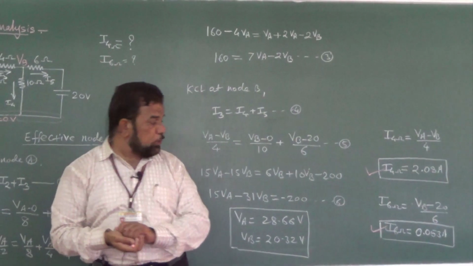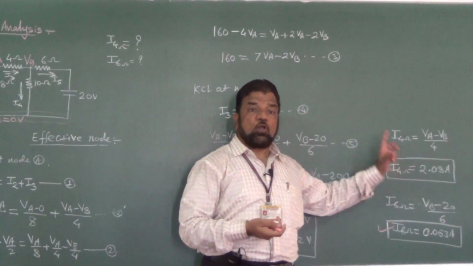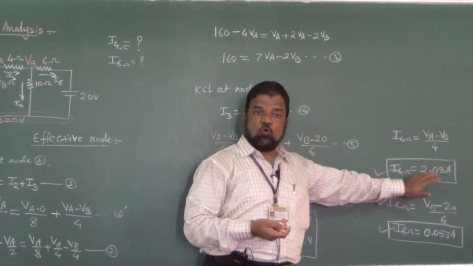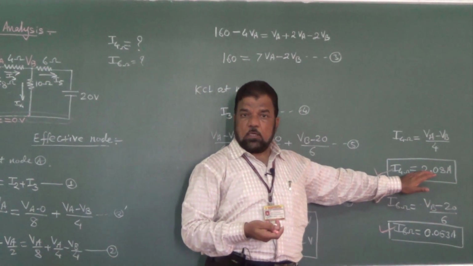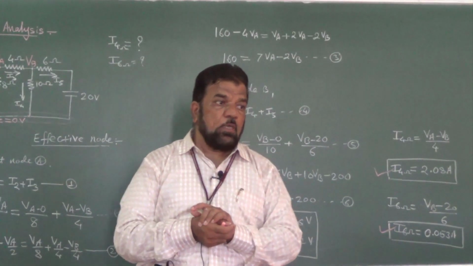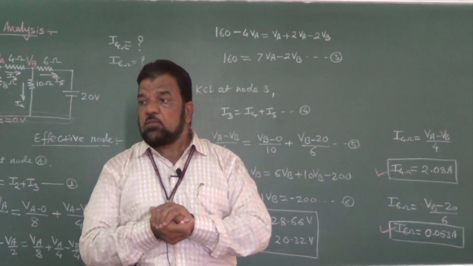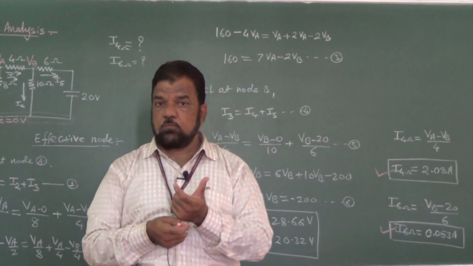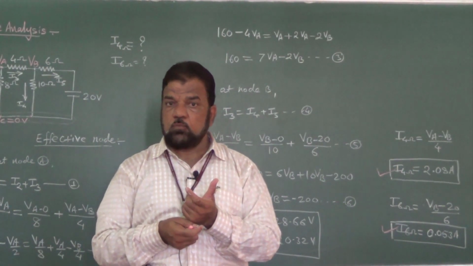If in the calculation you get any current negative, for example, suppose you got I4 negative, whatever the magnitude is, there is no change, the magnitude remains the same. But as far as the assumed direction is concerned, that direction we have to change. Are you getting this one?